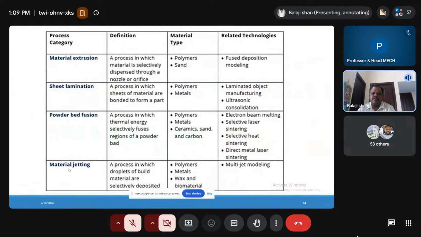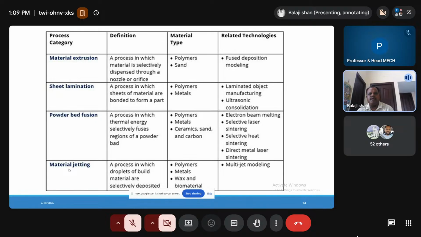So based on the material extrusion, generally we are using polymer materials or sand-based material. The most common technology is fused deposition modeling, and sheet-based lamination uses polymers and metals. Both metals are used. Generally, we are using the LOM methodology or ultrasonic consolidation.